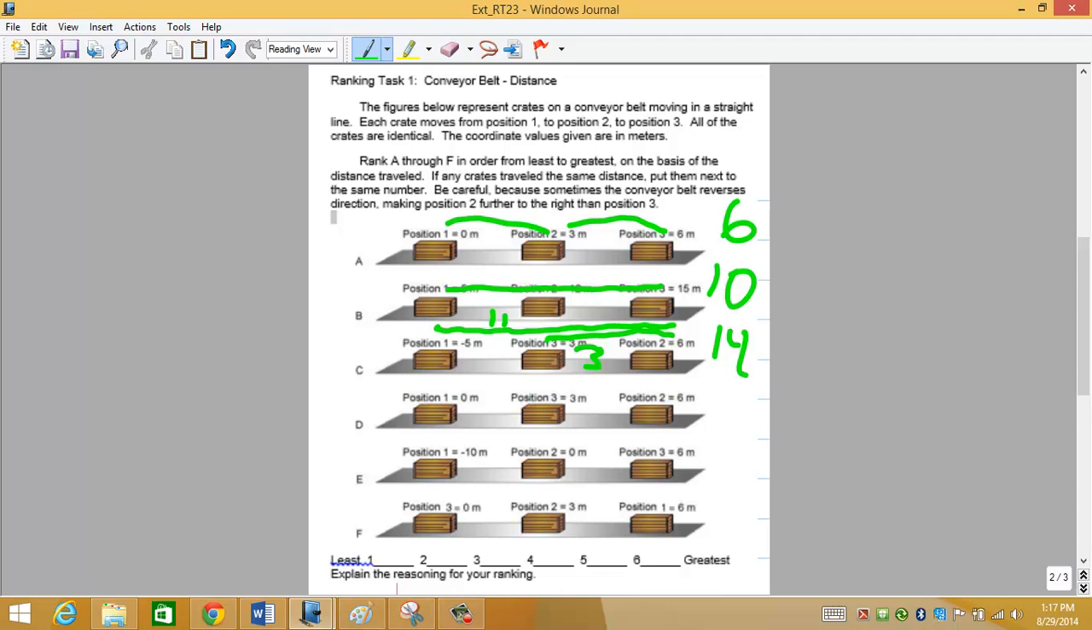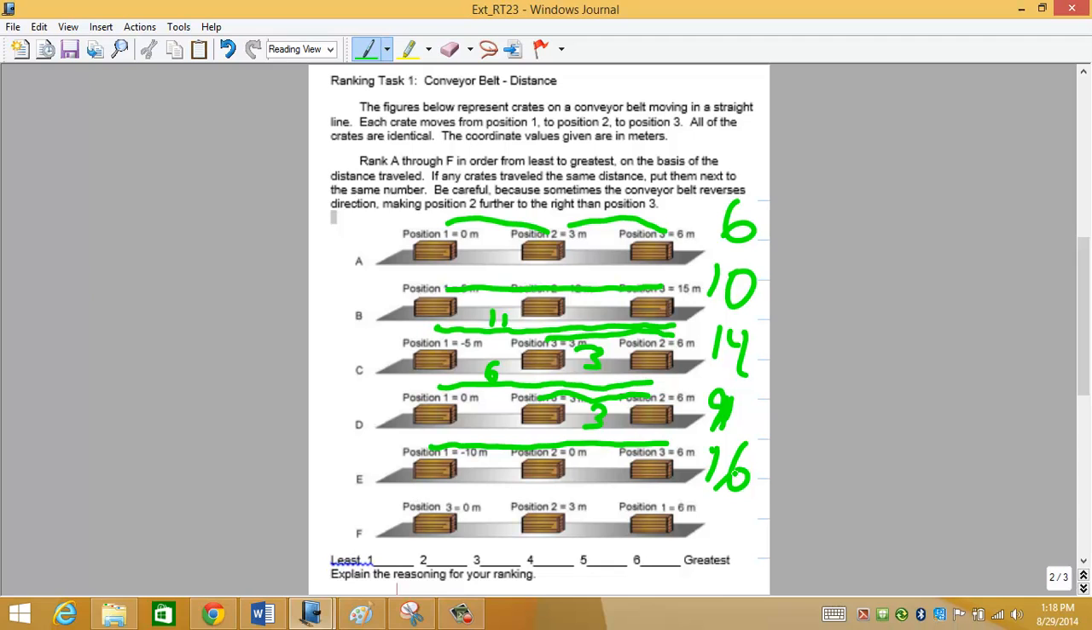In D, we have backtracking again. You go from position 1, which is at 0 meters, all the way out to position 2, which is at 6 meters. And then we backtrack to get to position 3, which is at 3 meters. So the first leg had a distance of 6 meters. On the way back, we went 3 meters, for a grand total of 9 meters. In E, we go from position 1 to position 2 to position 3. It's all in one line. You're moving to the right. So you just wind up going from -10 all the way out to positive 6. Therefore you've gone 16 meters.